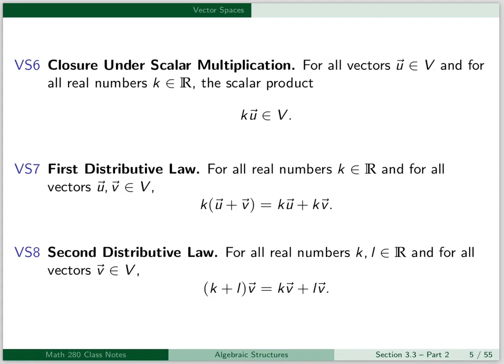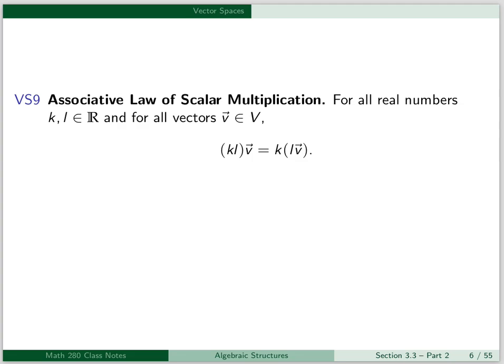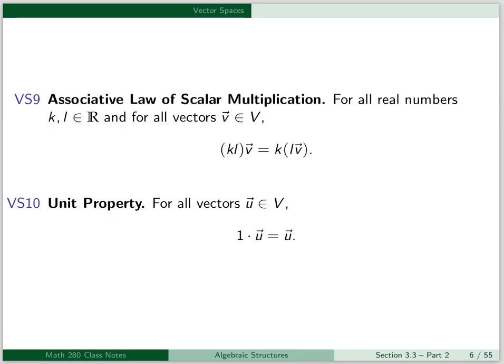VS8 is the second distributive law. For all real numbers k and l, and for all vectors v in V, the quantity k plus l times v is kv plus lv. VS9, the associative law of scalar multiplication. For all real numbers k and l, and for all vectors v in V, k times the quantity l times v is equal to the quantity k times l, times v. And finally, VS10 is called the unit property, and this says for all vectors u in V, the real number 1 times u is just equal to u.